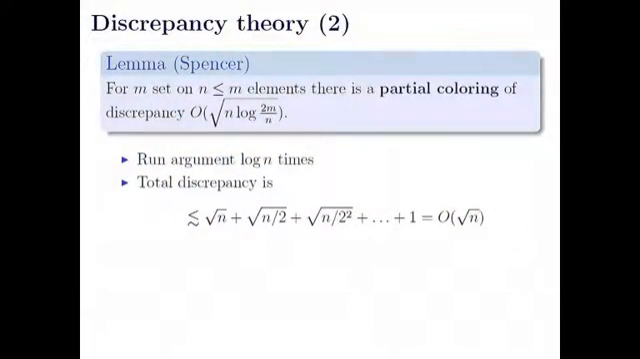If you look into the proof of Spencer, what he actually does is the following. He doesn't immediately show that there exists a full coloring of your elements with root n discrepancy. He shows that there exists such a partial coloring. So he can color, let's say, half of the elements with root n discrepancy. Then you take the half of the elements that you colored, throw them away, forget about them, and repeat with the remaining half. The trick is that now you have a smaller instance, so the discrepancy guarantee that you get for the partial coloring in the second iteration is a little bit better than the one in the first iteration.